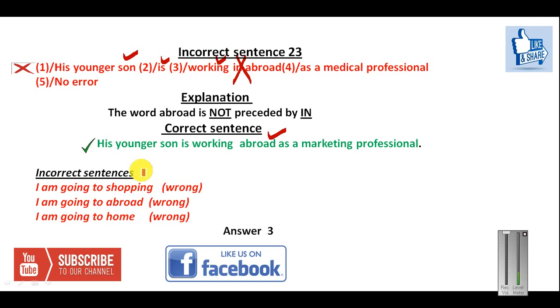A few more wrong sentences I have given here for your convenience. I am going to shopping, because shopping is not a place. Shopping mall is a place, but shopping is not a place. Shopping indicates a purpose, so you should say I am going for shopping, because shopping is an action. I am going abroad, not to abroad. I am going home, not to home. So this is how you can correct these sentences. All these sentences are wrong, and to this particular question the answer will be 3.